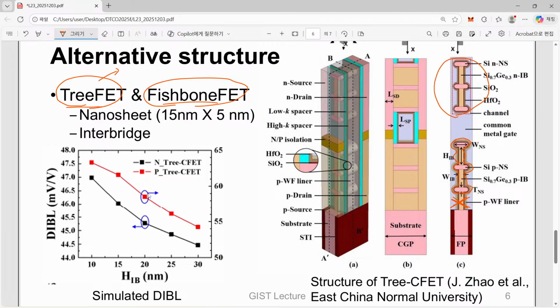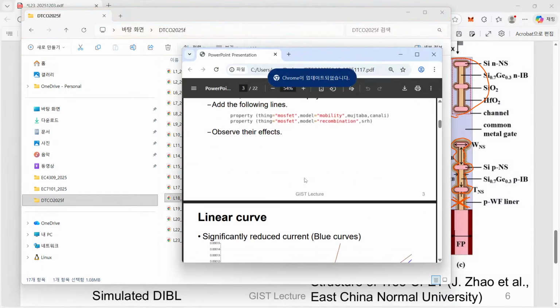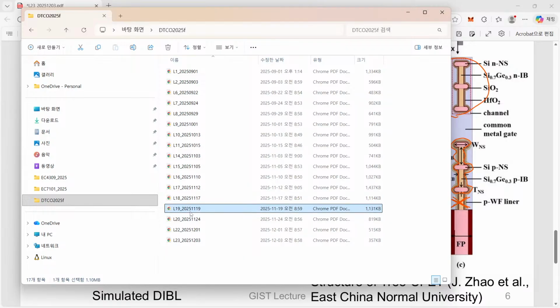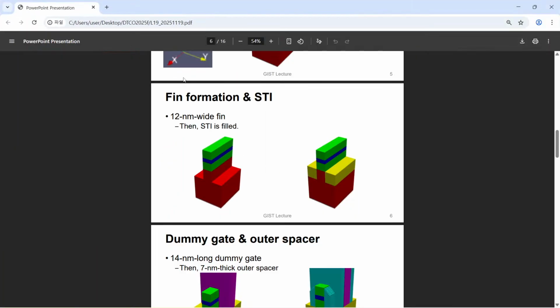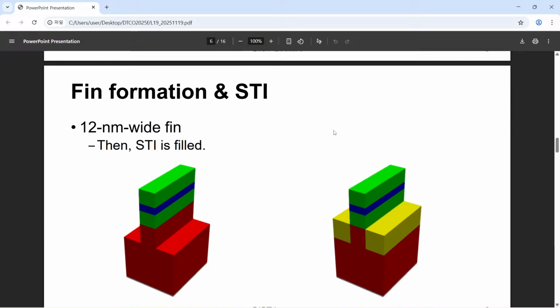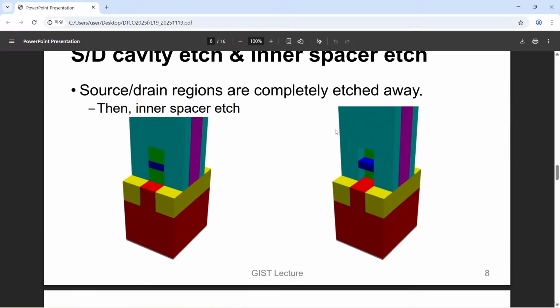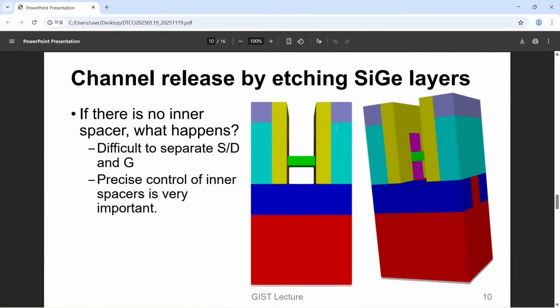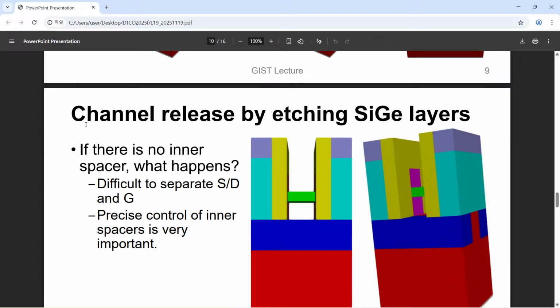So if we come back to our previous lecture material, I'm not quite sure where we have it. Okay, that was a planar MOSFET, and when you go to 19, yes, this is the previous lecture material for nanosheet MOSFET. There is a step called channel release.